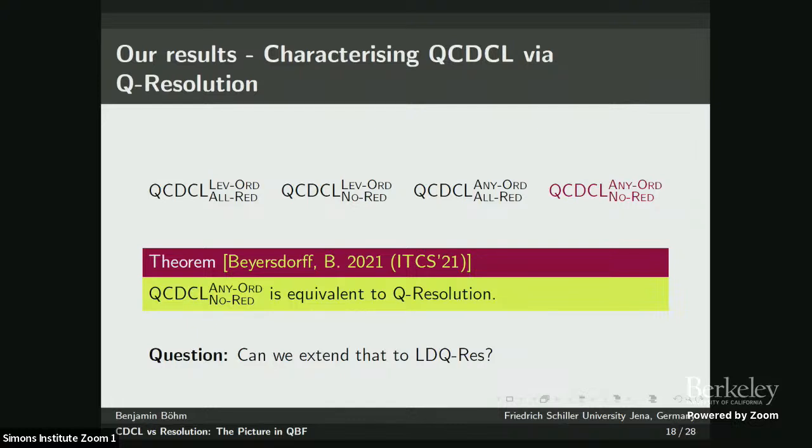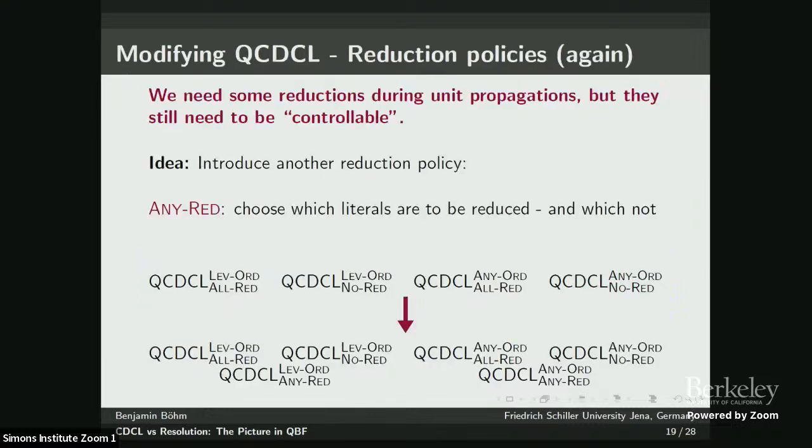Well, that's pretty nice, but we've seen at the beginning that Q resolution is the weakest of these systems, so why not go further? Maybe we can extend it to long distance Q resolution. So how do we gain the strength of long distance Q resolution? For this, we again go back to the reductions, and for LD QRes proofs, we need at least some reductions during unit propagations, but they still need to be controllable.